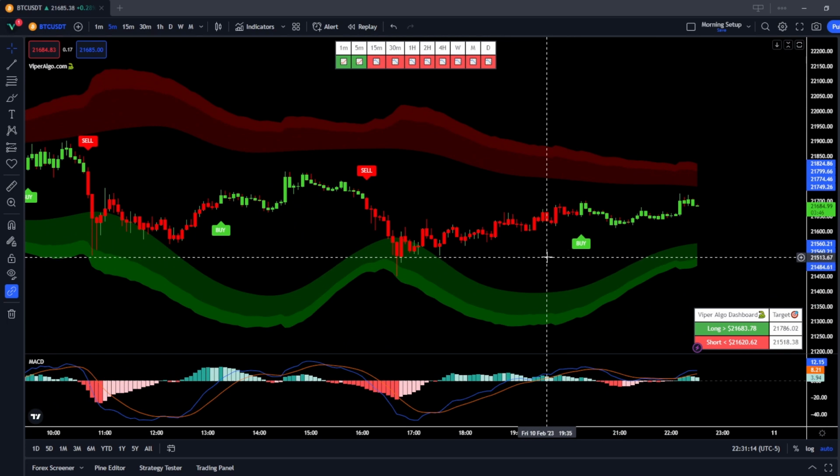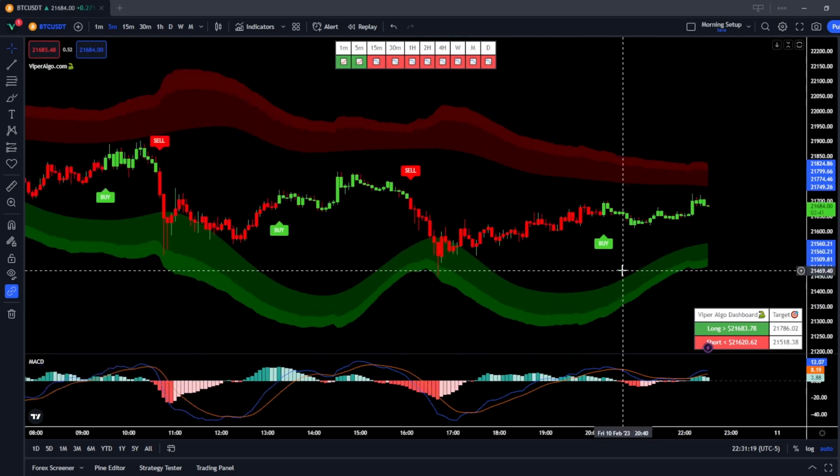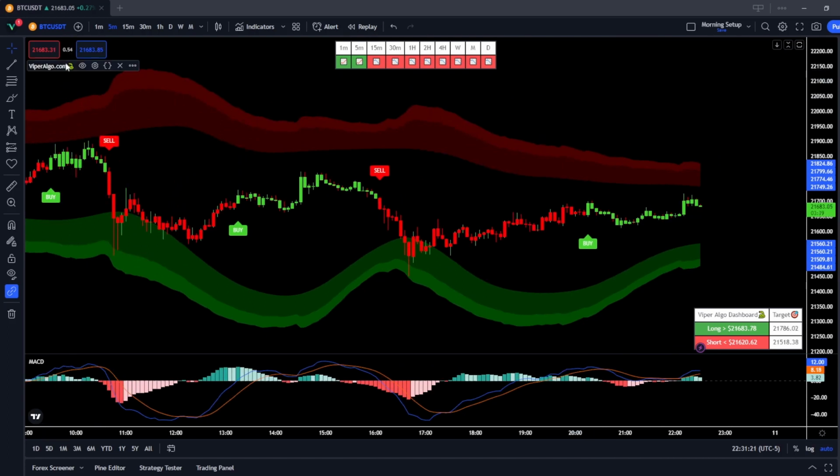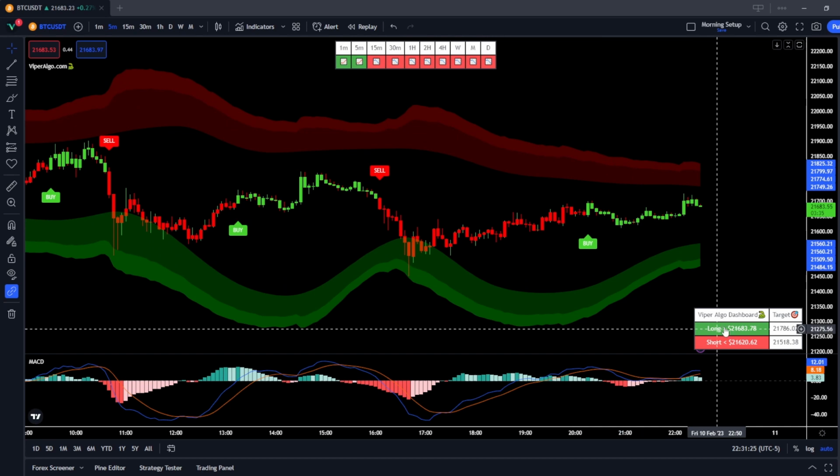You don't want to use the MACD by itself because, like I said before, it's not very good in chop. So the indicator I'm going to use is Viper Algo. I'll link it in the description so you guys can check it out.